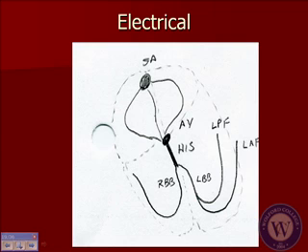Okay? The SA node is the primary pacemaker in your body. It's located usually in the right atrium, and usually right below where the superior vena cava comes in. The SA node initiates firing usually through 3 fibers. Two fibers go through to the right atrium, and 1 fiber goes to the left atrium.